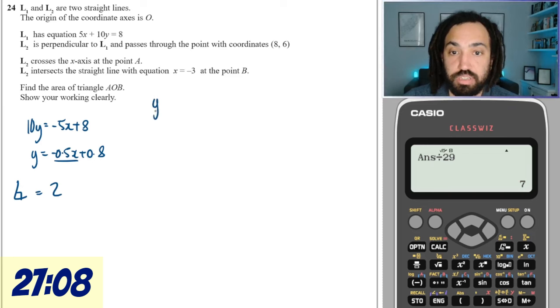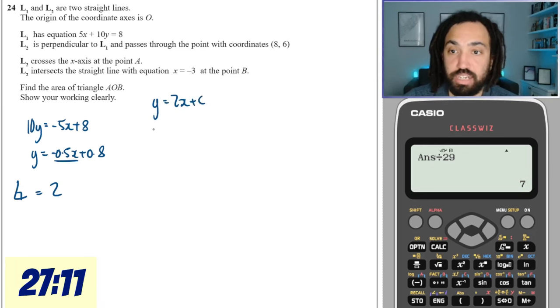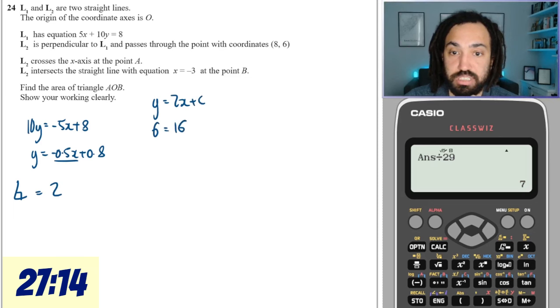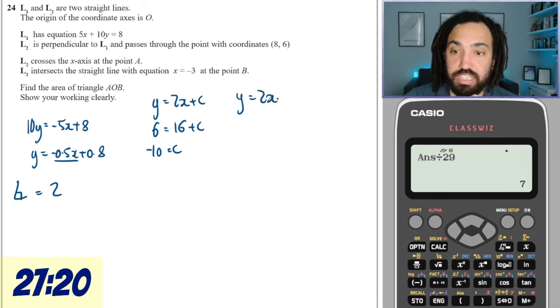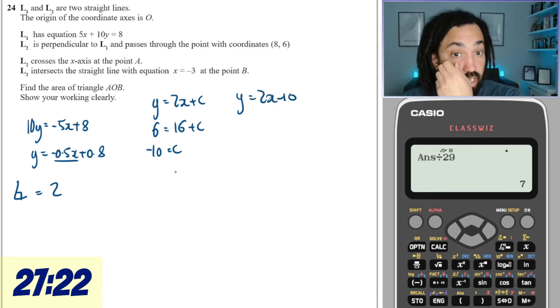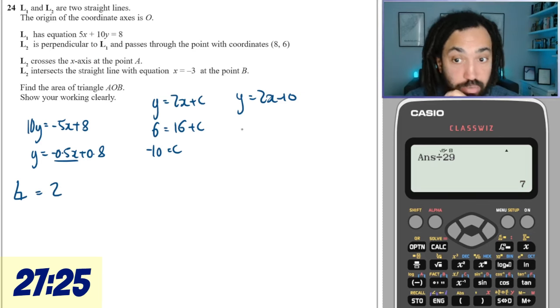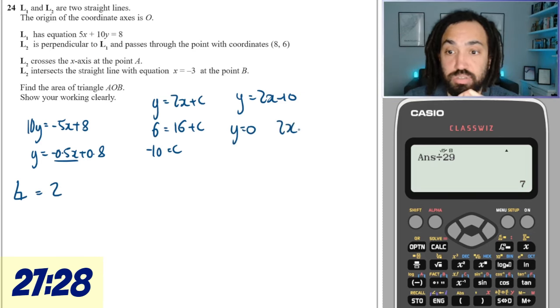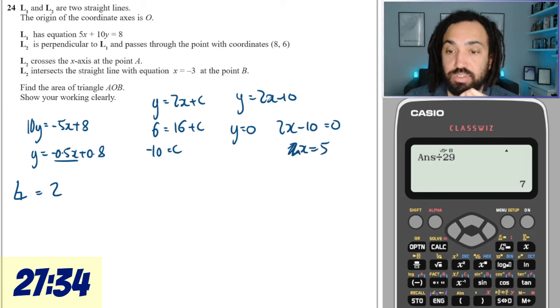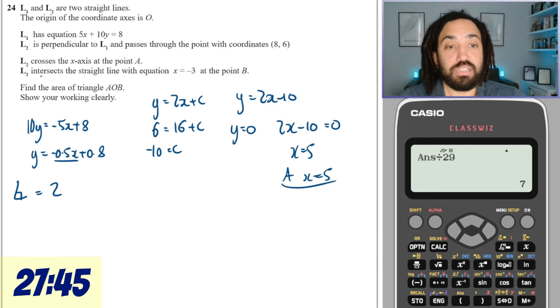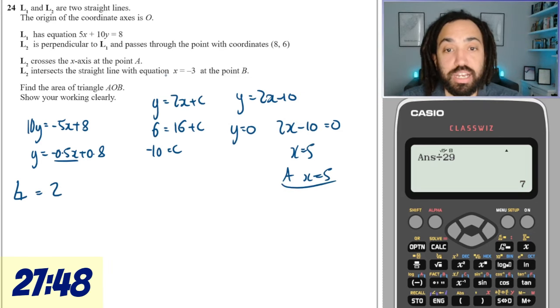And it goes through this point. So y is equal to 2x plus c, and it goes through 6 is equal to 2 times x, which is 16, plus c, so that's minus 10. So c is minus 10, so y is equal to 2x minus 10. That's line 2. Line 2 crosses the x-axis at the point A. Where it crosses the x-axis, y equals 0. So 2x minus 10 equals 0. So 2x equals 5. Yeah, okay, so that's the point A. Okay, x equals 5, so the point A is at x equals 5. Yeah, fine. Line 2 intersects the straight line with that one.